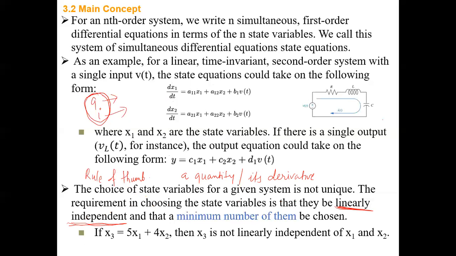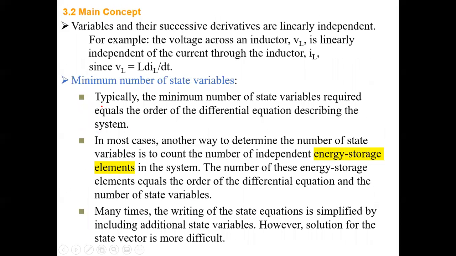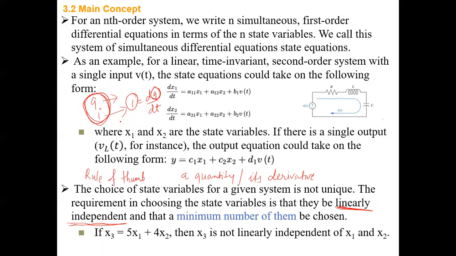So is this true here? Can you write one as a derivative of the other? I equals dq over dt. That's why Q and I are linearly independent. Does it make sense? So this is a valid choice. Q and I is a valid choice for the state variables.